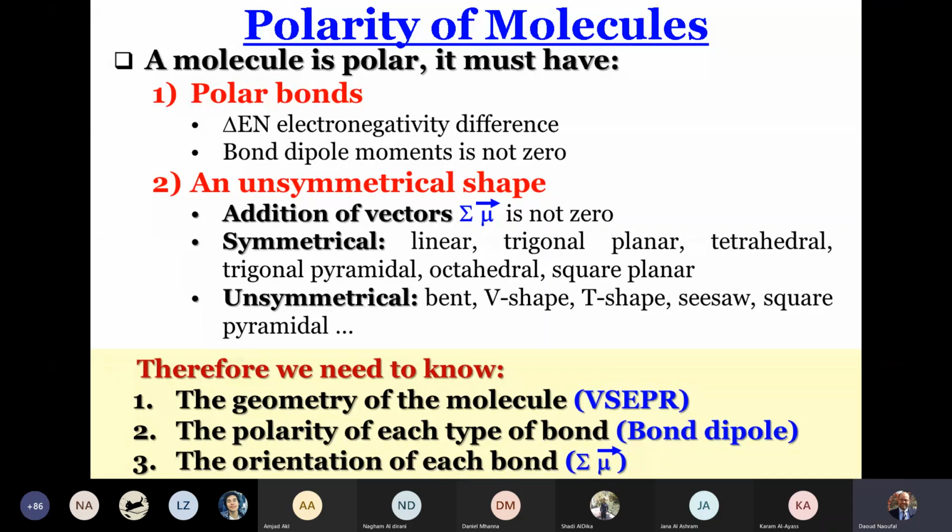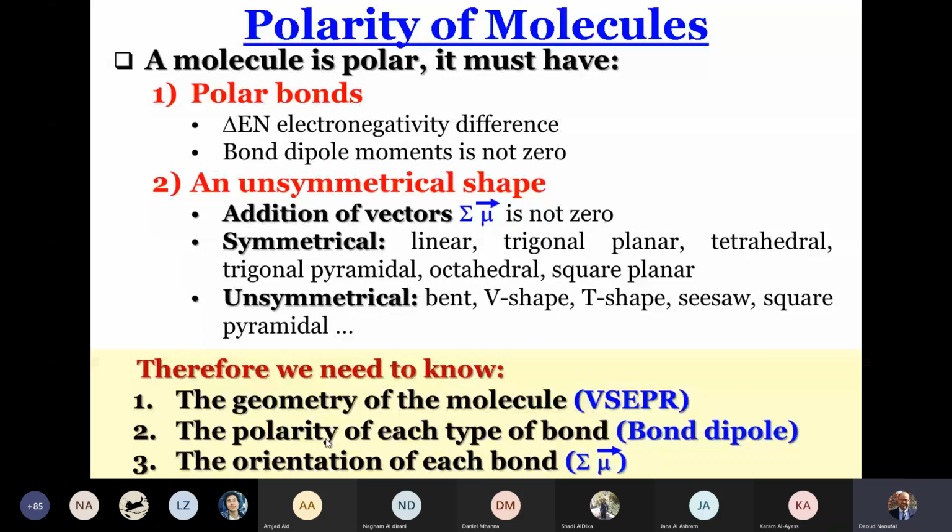First, we have to know the geometry, so we have to use VSEPR. Second, we have to know the polarity of each type of bond. So we have to calculate the bond dipole. By definition, the bond dipole is a vector parallel to the bond, and the intensity mu equals the absolute value of the charge delta times dAB. Third, after we get the polarity of the bonds, we get all the vectors and we try to add these vectors.